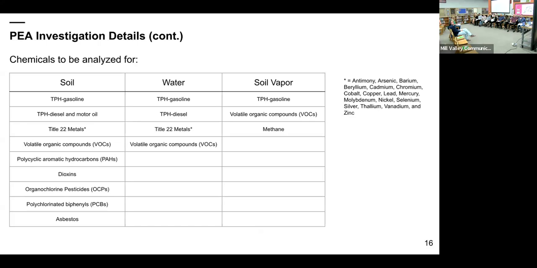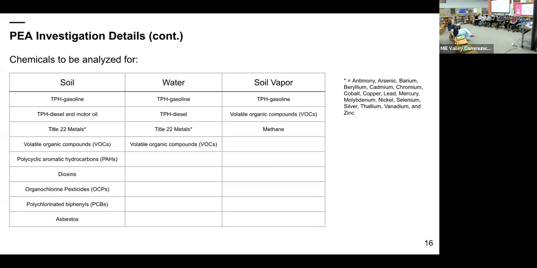This table just shows the types of chemicals we're going to be analyzing for in our samples that we collect. It's a wide variety of chemicals, from hydrocarbons such as gasoline and diesel motor oils to Title 22 metals, heavy metals, federally regulated metals, but also additional California regulated metals, volatile organic compounds, polycyclic aromatic hydrocarbons, dioxins, pesticides, polychlorinated biphenyls, and asbestos. It's a full suite of chemicals that we'll be analyzing for just in soil, and additionally in water.